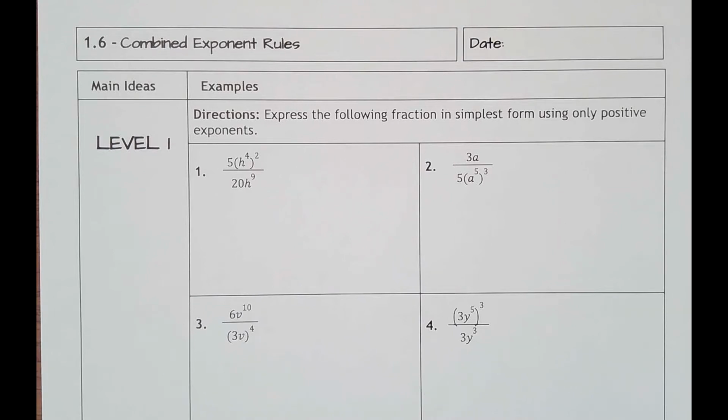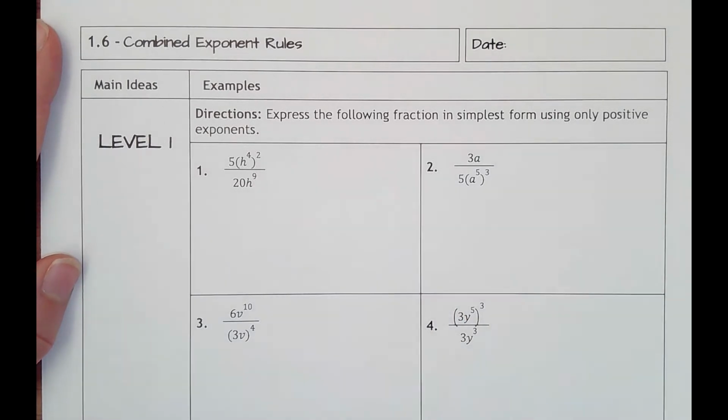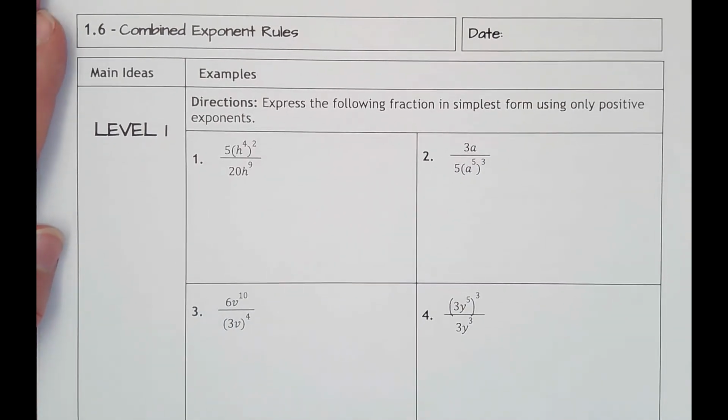All right, this is 1.6 combined exponent rules. So now we're putting it together where in the same problem we might have multiple rules. Directions say to express the following fraction in simplest form using only positive exponents. And you're going to have two levels, level 1, level 2.